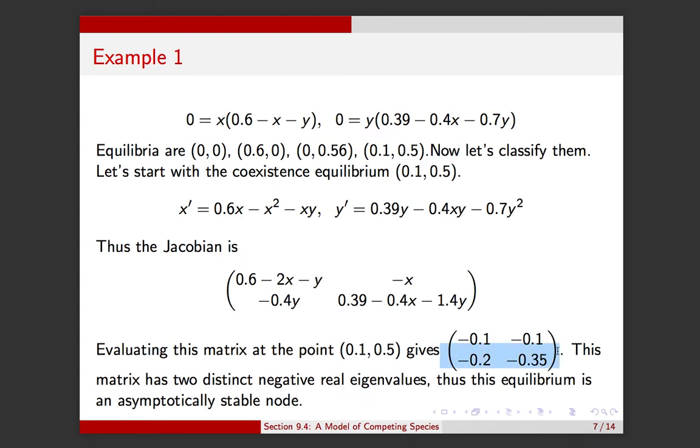Just like back in section 9.3, this nonlinear system, near this equilibrium, will behave like the linear system corresponding to this matrix. So as long as we know what this matrix means, then we understand what the system is doing near this equilibrium. This matrix has 2 distinct negative real eigenvalues, which means that in this bear-wolf system, this mutual coexistence equilibrium is asymptotically stable, and it looks like a node. And if you want to know exactly what that node looks like, you can find the eigenvectors.